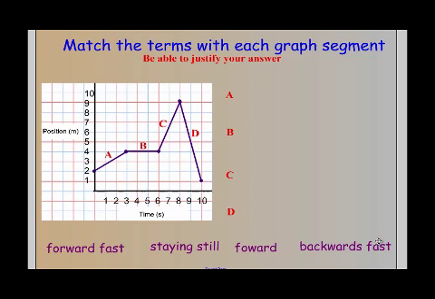So what I'd like you to do here is pause the video, and on your piece of paper match up what you think section A of the graph represents. Does section A represent an object that's going forward fast, staying still, just moving forward, or just moving backwards? So again, pause the video, finish this practice problem, and then I will give you the answer.